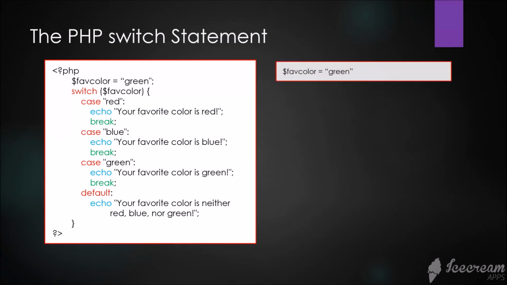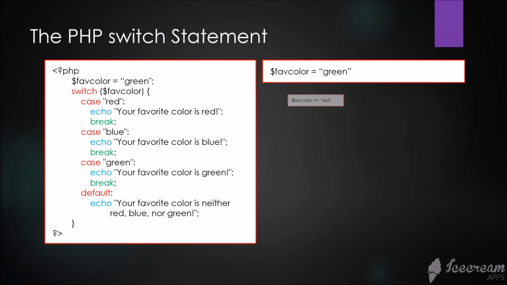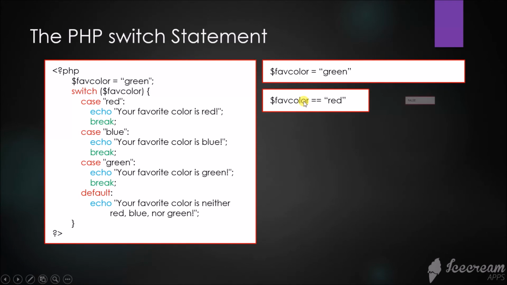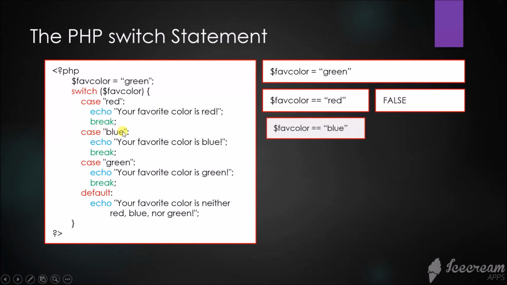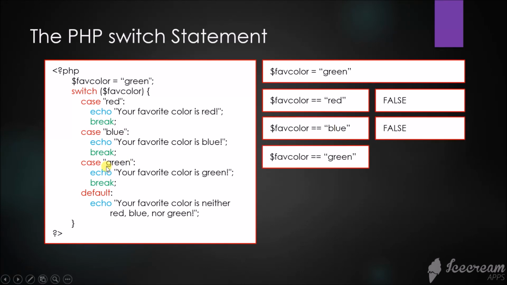code. So first na mangyayari is that we have a fav color of green, then let's start to compare the fav color to red, which is this part. So is fav color equals to red? Of course, false. Diba? Then jump tayo dito sa next case. So is fav color equals to blue? Then yung sagot pa rin is false. Then jump naman tayo dito. Then is fav color equals to green? Then the answer is true.